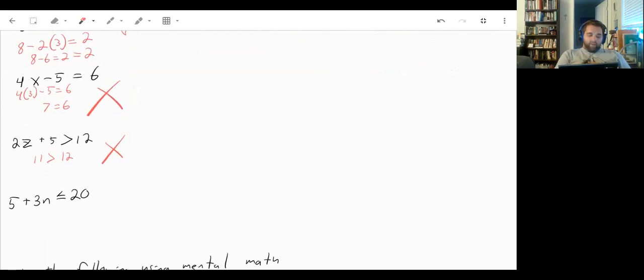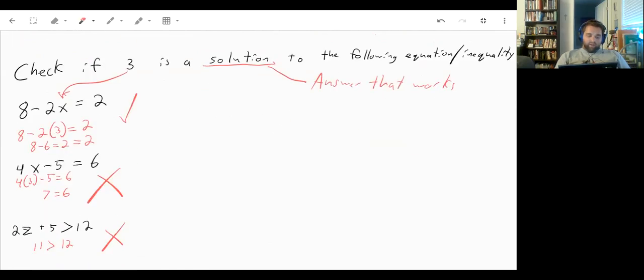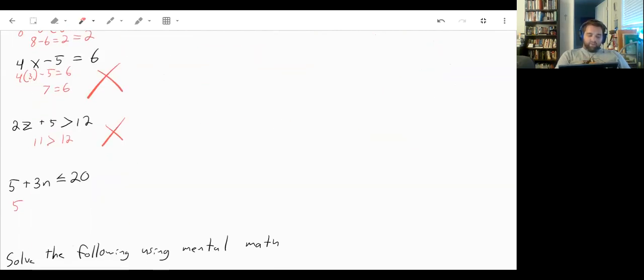And finally, 5 plus 3 times 3 is 9, plus 5 is 14. Is 14 less than or equal to 20? Yes, 14 is less than or equal to 20.